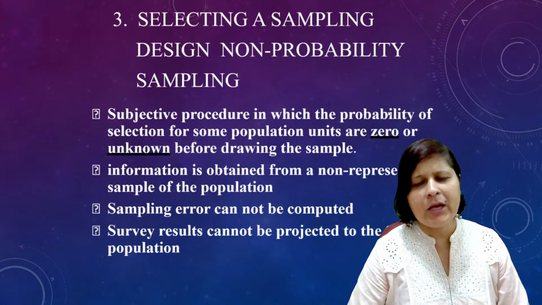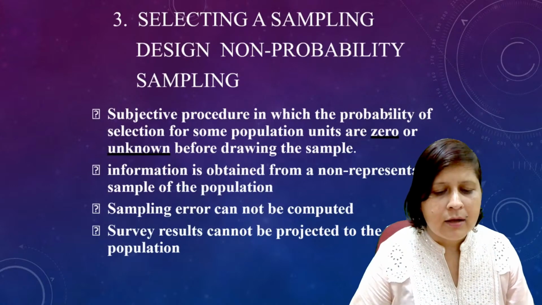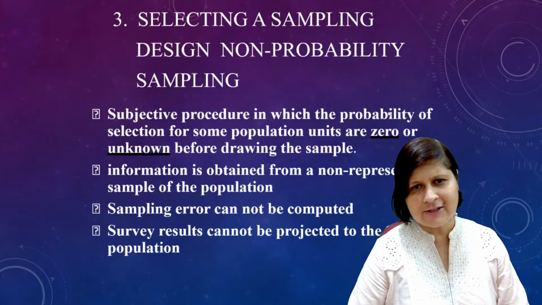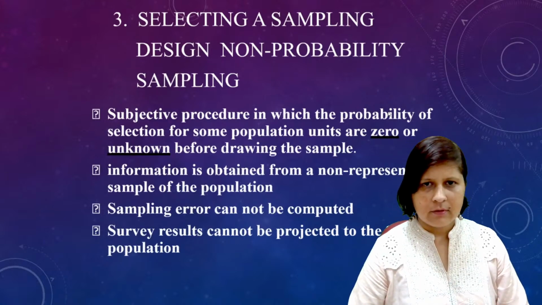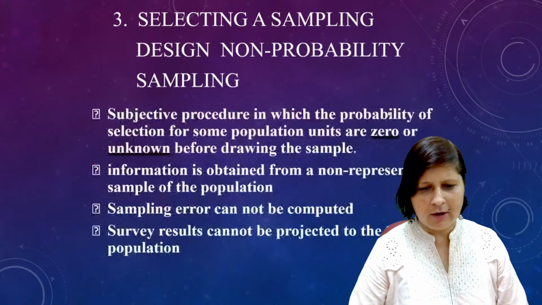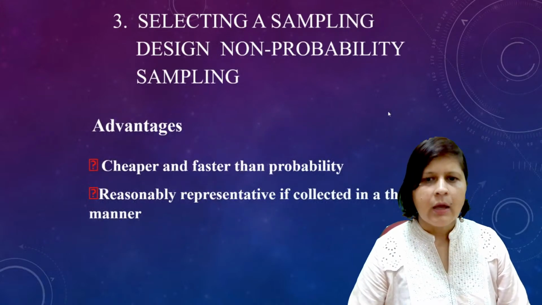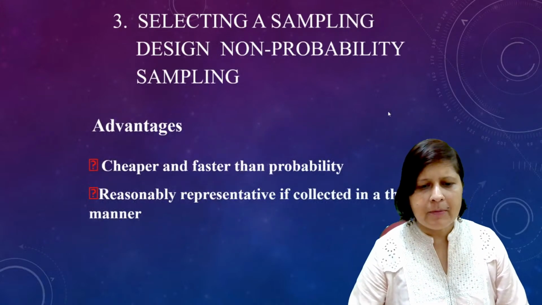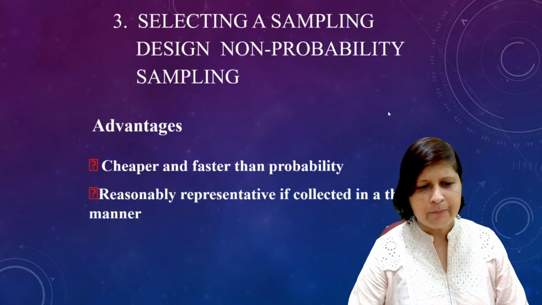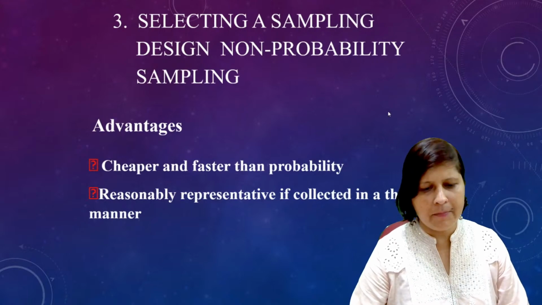Sampling error cannot be compared. You cannot compare the sampling error. Survey results cannot be projected to the population. You cannot generalize the results on the basis of non-probability sampling techniques. What are the advantages of non-probability sampling? It is cheaper and faster than probability sampling, and reasonably representative if collected in a thorough manner.